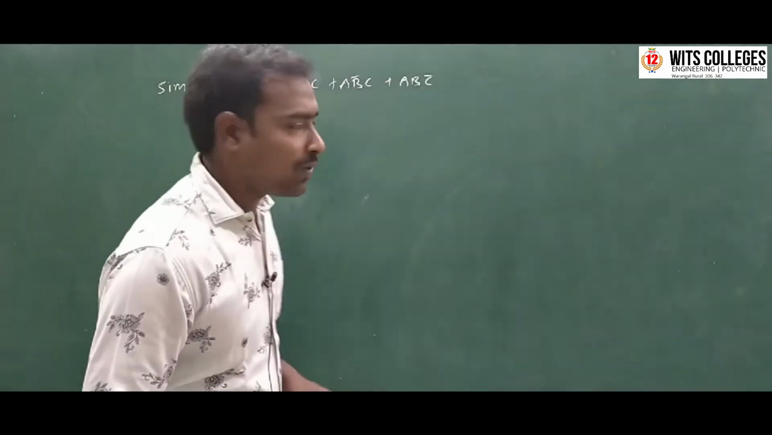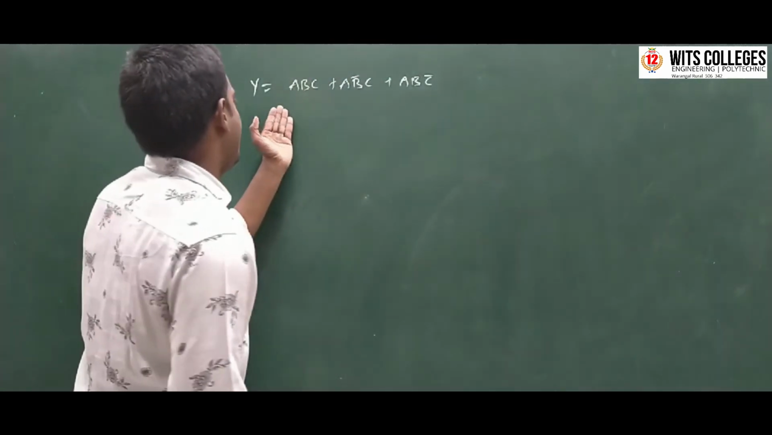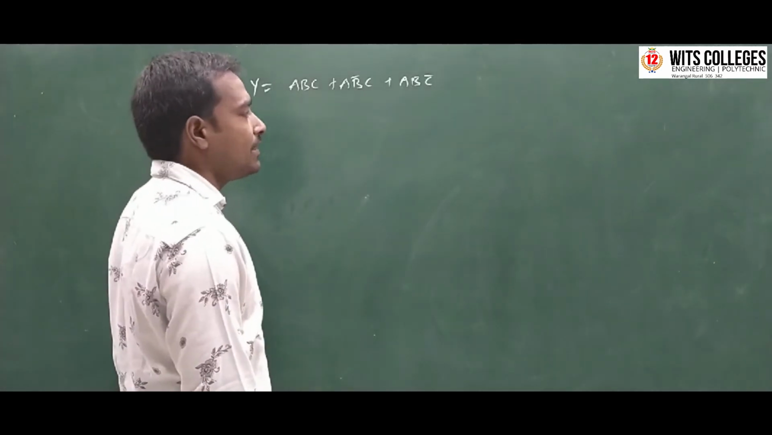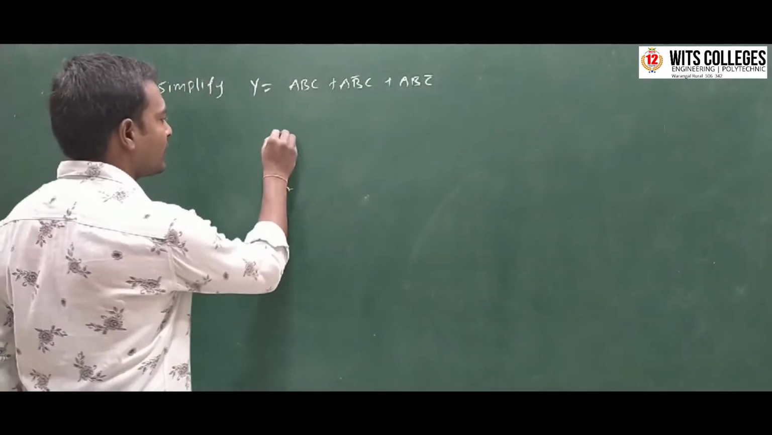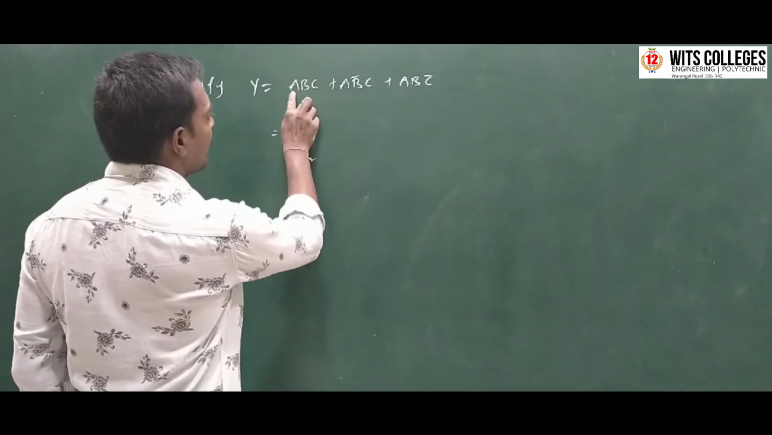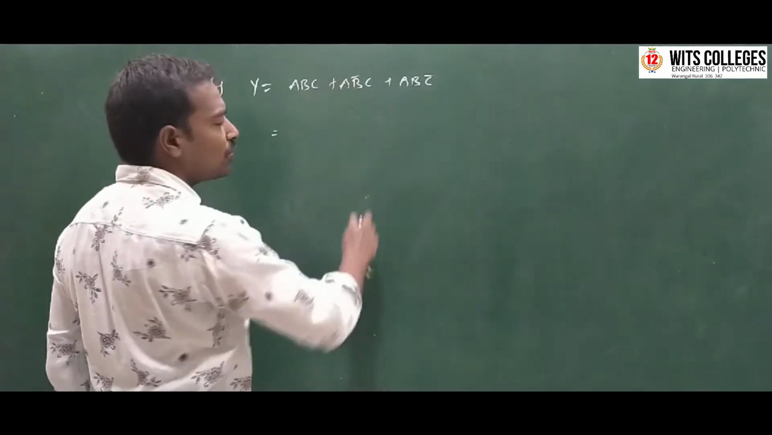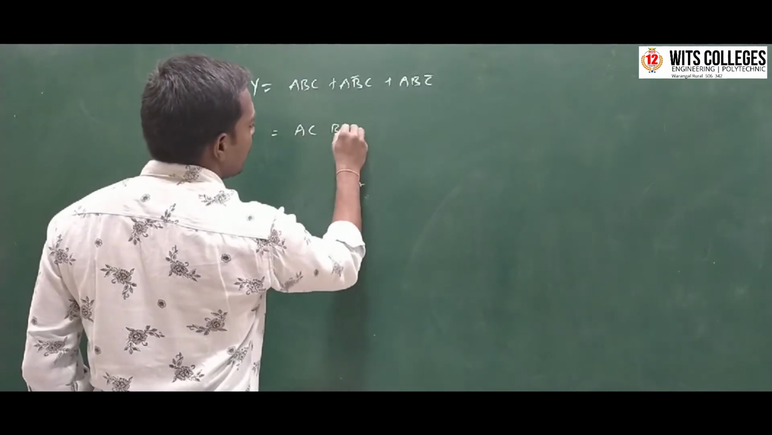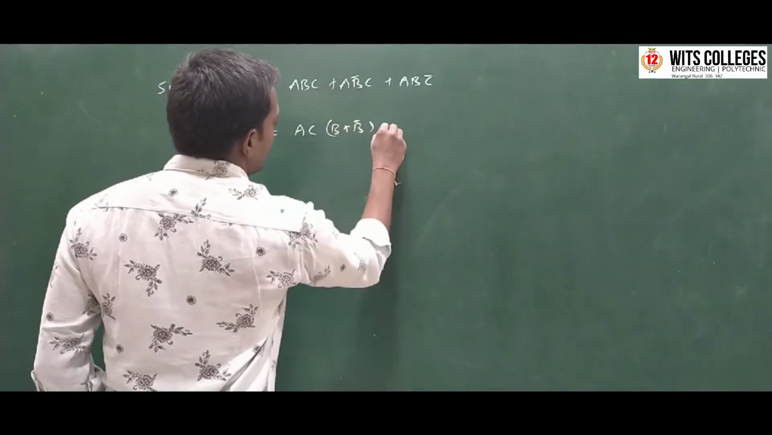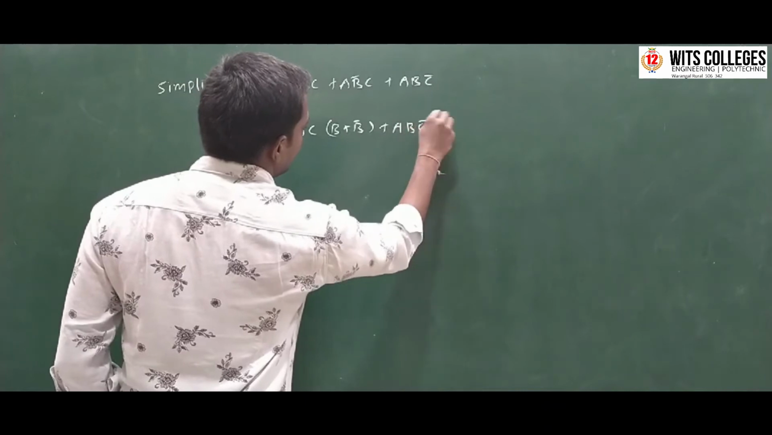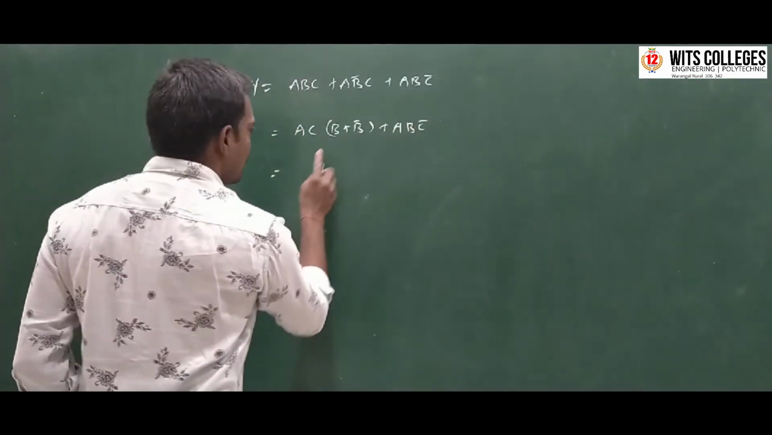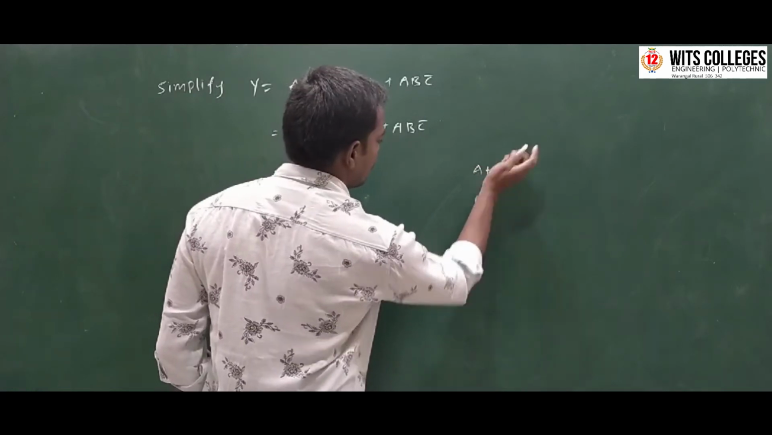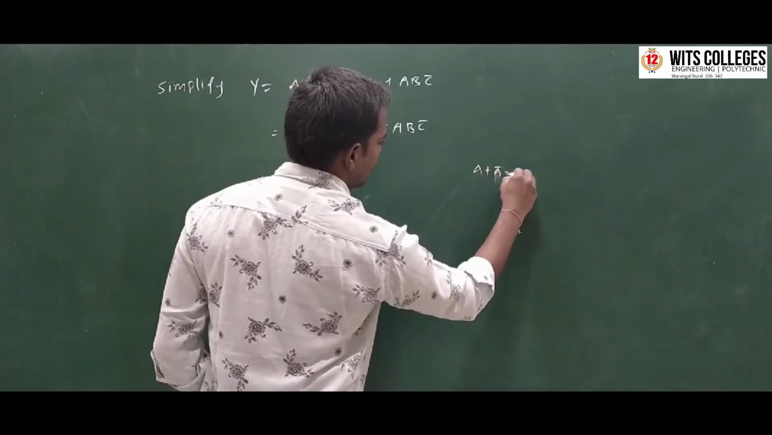Next problem, simplify Y is equal to abc plus ab bar c plus ab c bar. So the given expression Y is equal to, here a and c both are common. Here I am taking ac as a common, then b plus b bar plus a b c bar, that is equal to, here we have a formula that is a plus a bar is equal to 1.